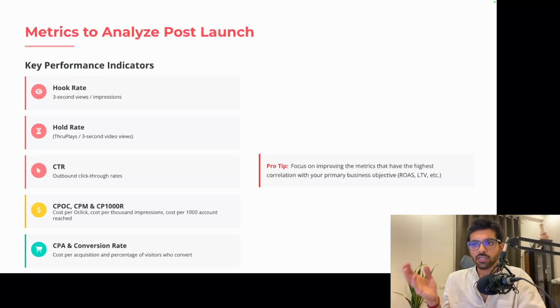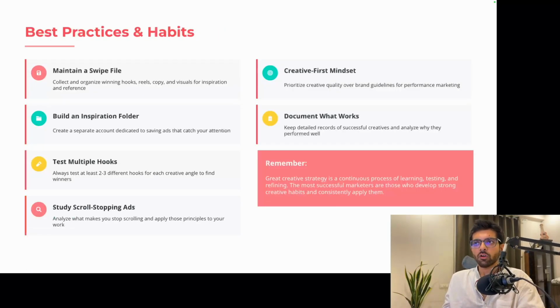Then of course CPA and conversion rate, right? So this will give you a complete picture of your creative strategy, from your offer to your hook analysis to your creative hold rate, etc., right? Focus on improving the metrics that have the highest correlation with your primary objective, which is your ROAS, LTV, etc. Whatever your metric is, you see what you want to improve based on these metrics, and then further iterate on the creatives, right? So these are the metrics to analyze post launch.